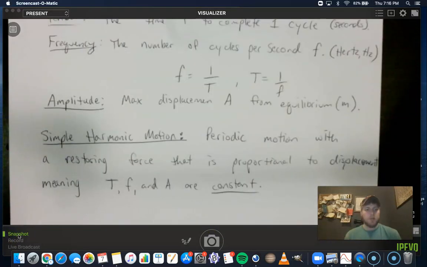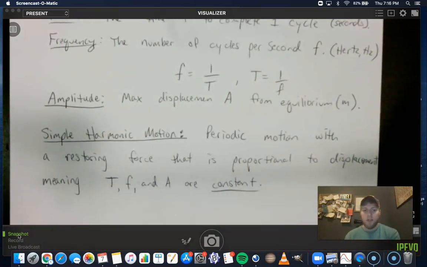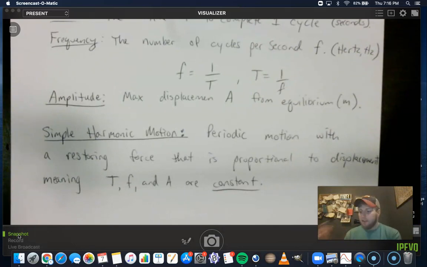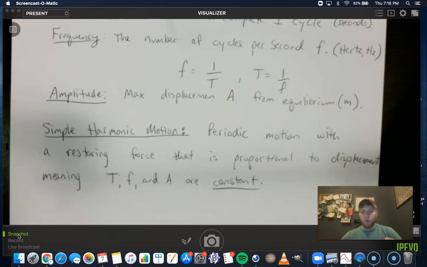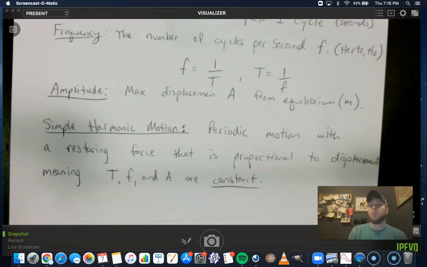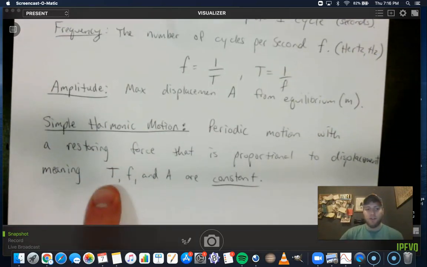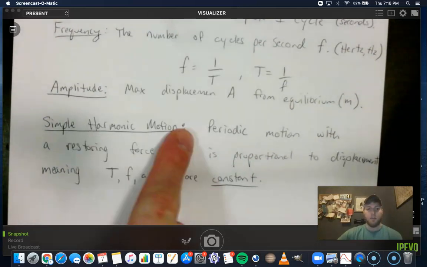So that's when we get to simple harmonic motion. Simple harmonic motion is periodic, repetitive motion that has a restoring force that's proportional to the displacement, meaning that the period, frequency, and amplitude are all constant. So you could, of course, have something like a saloon door, if you've ever seen in the movies, that goes back and forth and eventually stops moving. That would not be considered simple harmonic motion. But if you have a pendulum or a spring that bounces up and down, keeping consistent period, frequency, and amplitude indefinitely, that's considered simple harmonic motion.